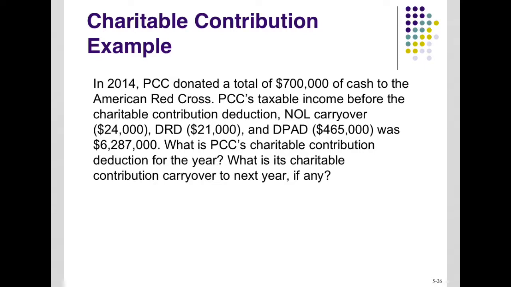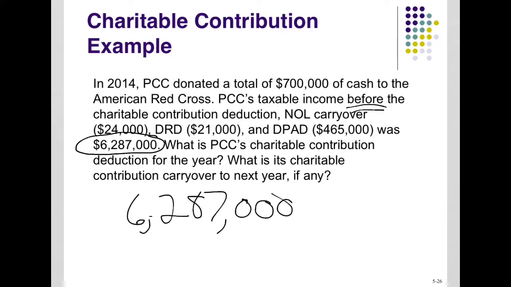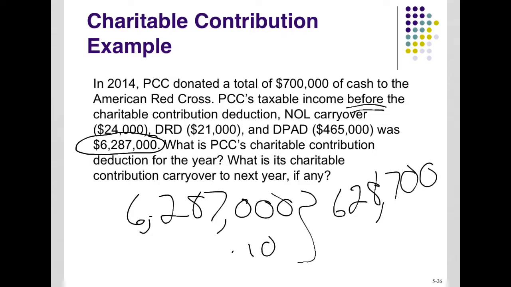Taxable income before the charitable contribution was, so they tell you, this number. The taxable income before all these items was 6.287, so 6.287 million. Take 10% of that, and we should get 628,700. That's what it should be. So the limitation, since they gave 700 away, would be the difference.